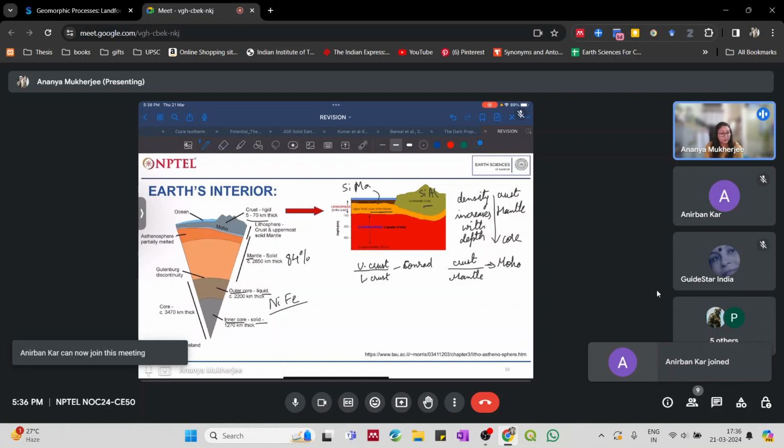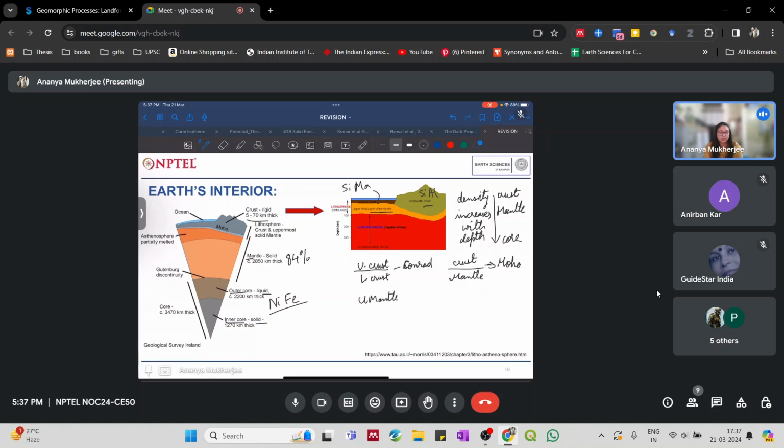Then between the upper mantle, there is a transition at a depth, some change in the properties or the characteristics of the material that is present. So with that we can get an upper mantle and lower mantle, and this discontinuity is called the Repetti discontinuity.